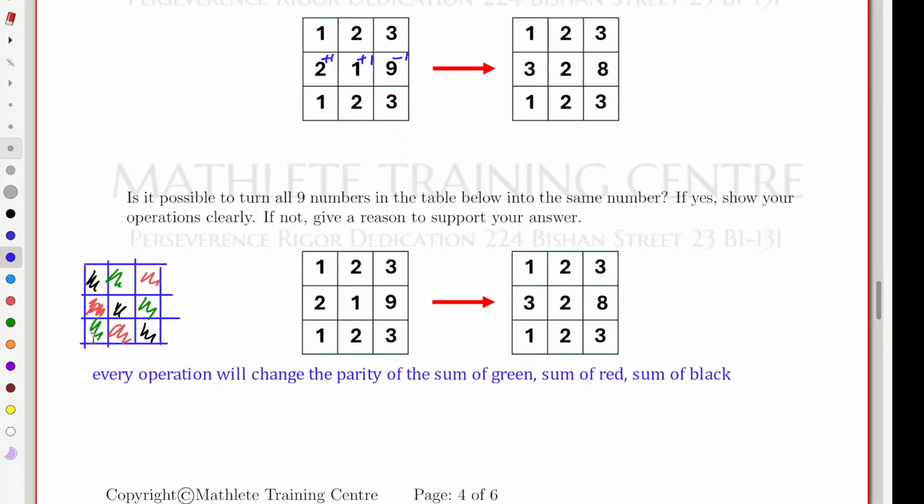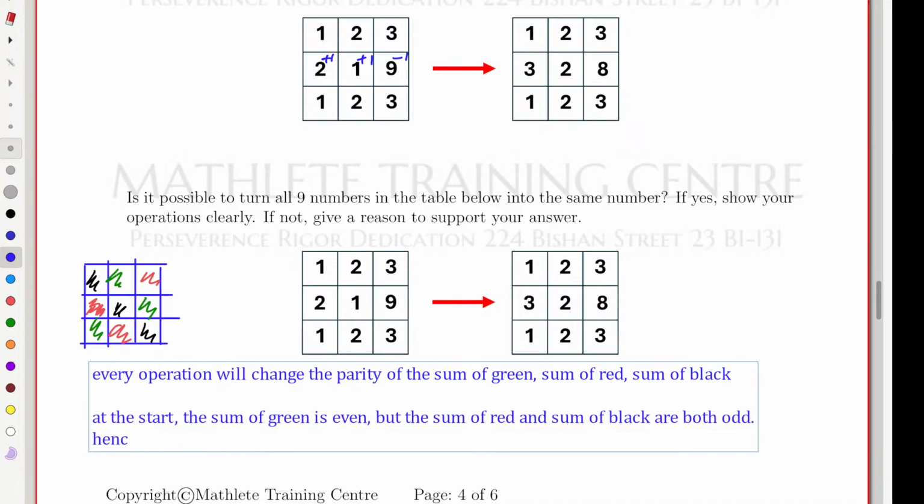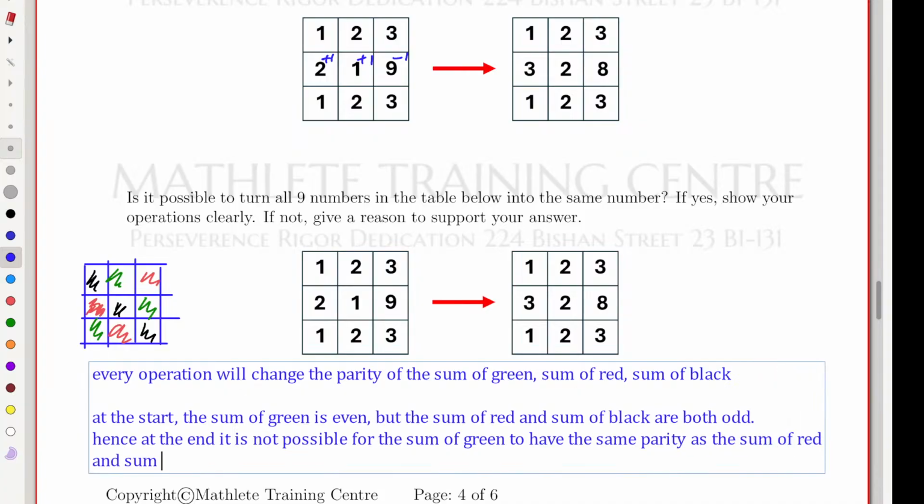Right. So now you can see at the start, what happens? At the start, the sum of green is even, right? Because 2 plus 9 plus 1 is even. But the sum of red and sum of black are both odd. Okay? Hence, at the end, it is not possible for the sum of green to have the same parity as the sum of red and sum of black. And then you're done. Finish.